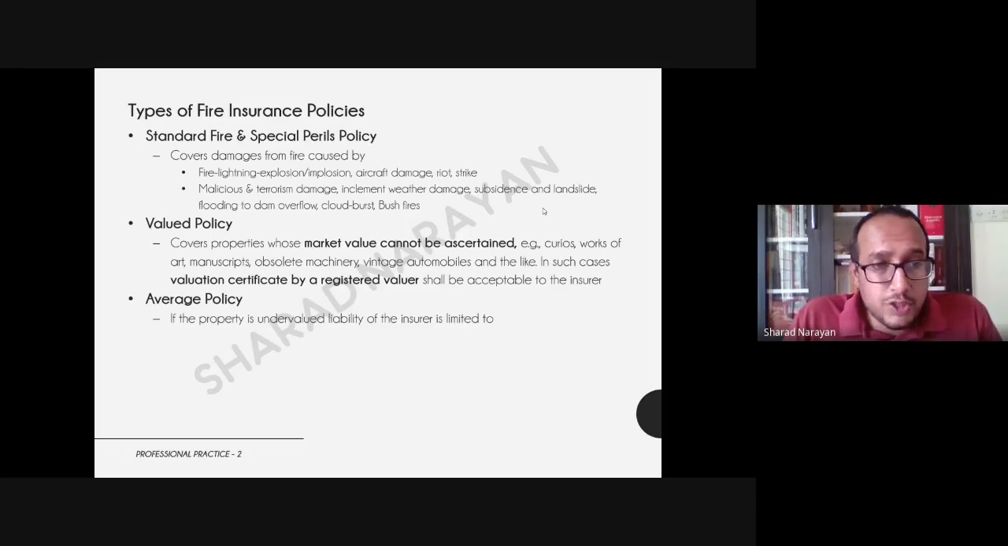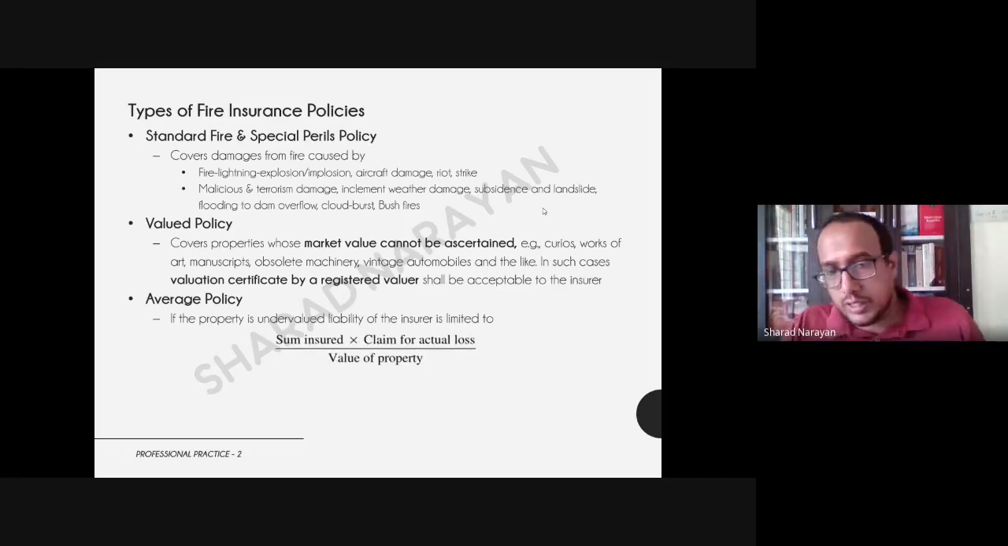In the case of an average policy, the use of this is basically where you are undervaluing the property. Because of that, the liability of the insurer is limited to the sum insured into the claim for actual loss over the value of the property. So the sum insured is basically the undervalued sum for which the property has been insured.